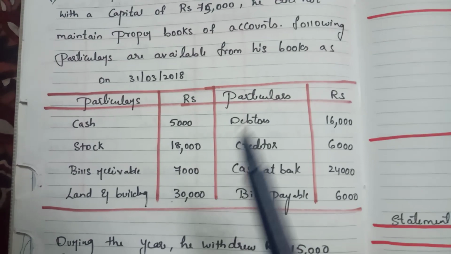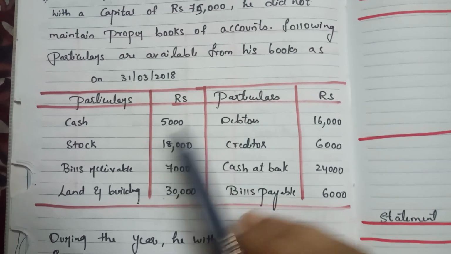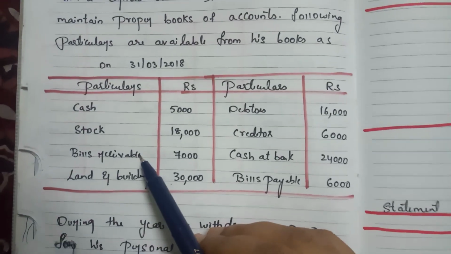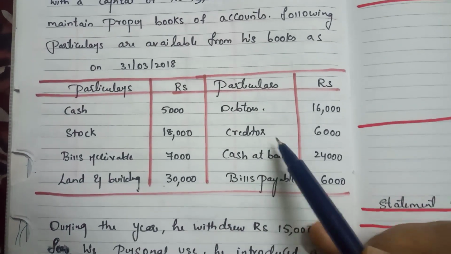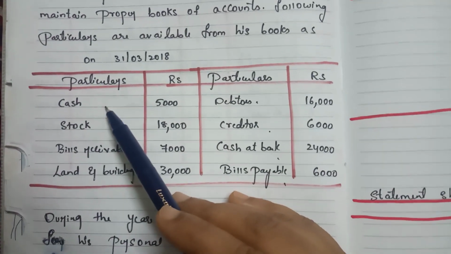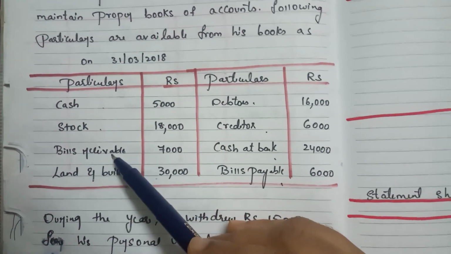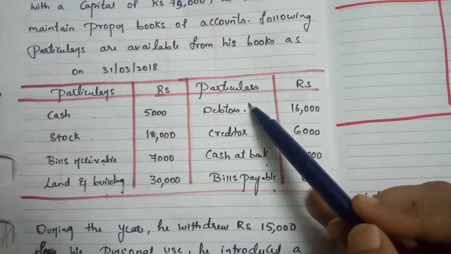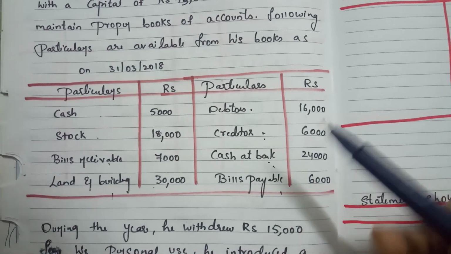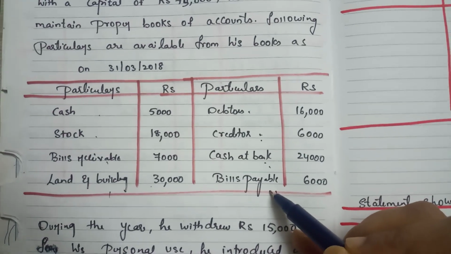Same way. The particulars they gave are: cash, stock, bills receivable, land and building, debtors, creditors, cash at bank, and bills payable. So we know that cash is an asset, stock is an asset, bills receivable is an asset, land and building is an asset, debtors are assets, creditors are liabilities, cash at bank is an asset, and bills payable are liabilities.